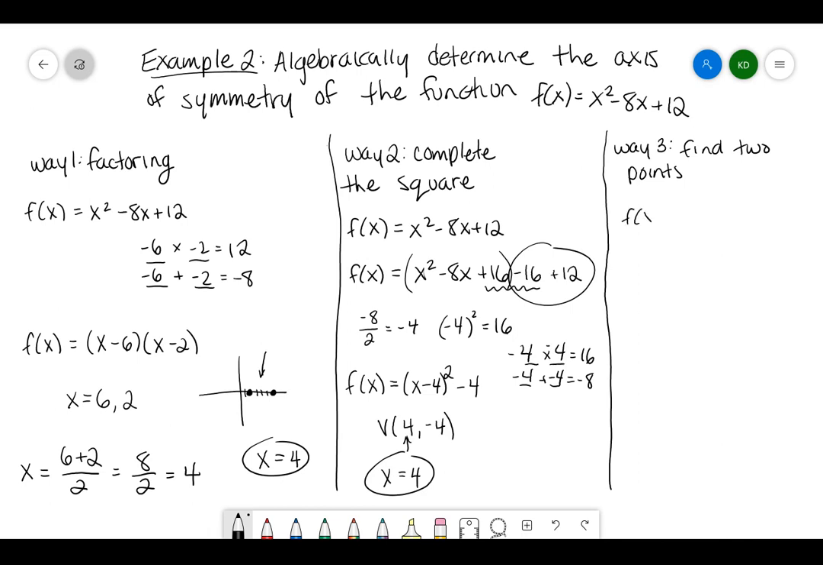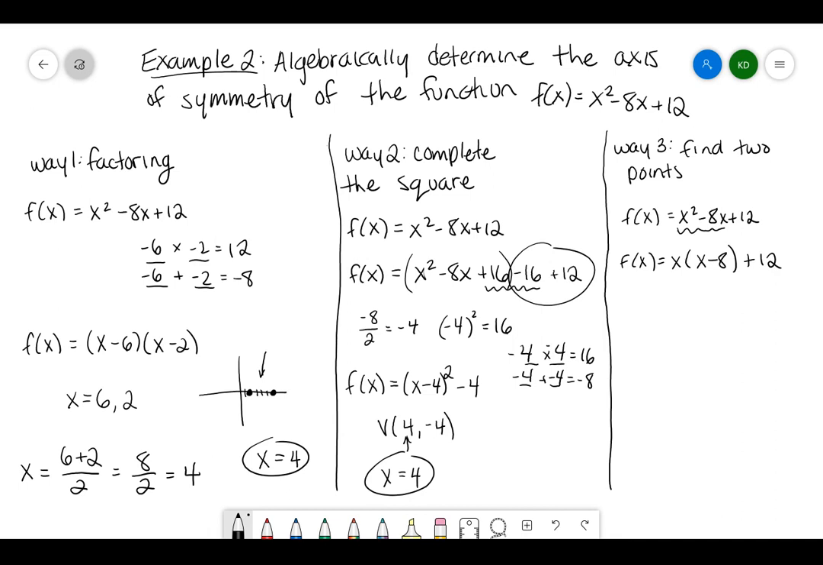So we're still going to start with our function, f of x equals x squared minus 8x plus 12. And what we're going to do is, instead of going through this whole completing the square business, all I'm going to do is factor out an x from the first two terms. So I'll get x times (x minus 8), and then I'm adding 12 at the end. So all I've done is factored an x out of the first two terms.